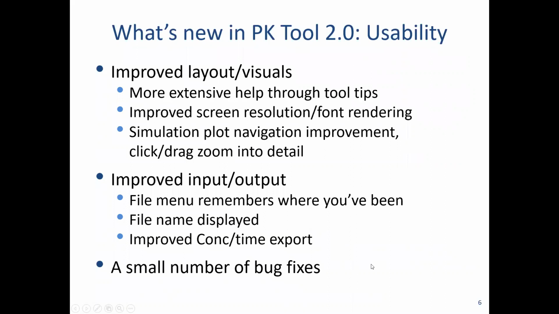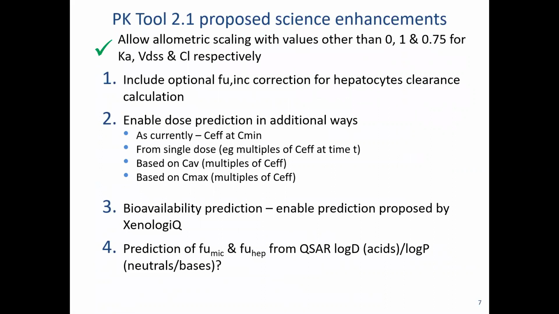I'm going to go through the science enhancements now, because the usability ones, if you want to stick around and see version 2 in action, then I'll come to those in a minute. But the science enhancements would be really useful to get your feedback if you have opinions on this. So I've got a slide on each of these pretty much. Actually, one piece of science we have implemented, which is that you can now enter your own values for allometric scaling. The default values are still 0.1 and 0.75 for Ka, volume, and clearance, respectively, but you can change those if you want to. Clearance, presumably the one that people would want to change most often.